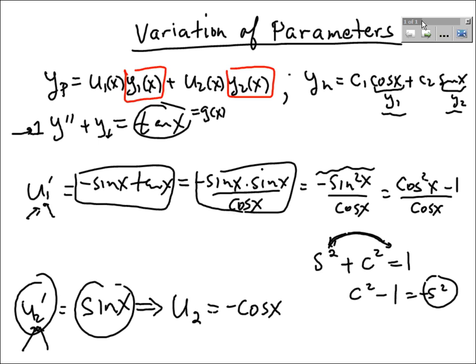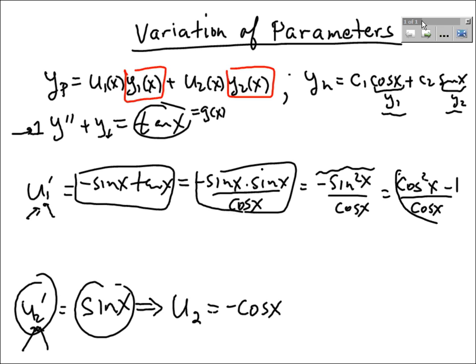The reason I like this is now I can do some division. For example, that division is nothing more than cosine x, minus, and that division is 1 over cosine x, which is secant x. Now this I can integrate.